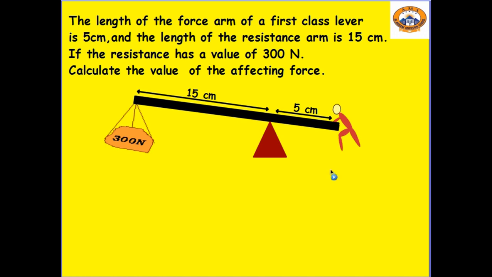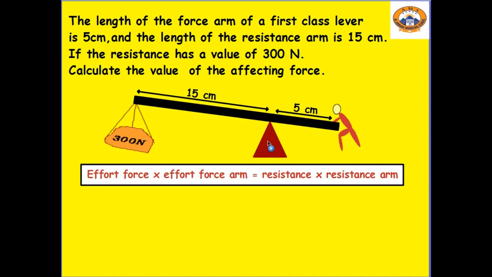Here, before we answer the problem, we have to write down the law. The law of lever states that the effort force times the effort force arm equals the resistance times the resistance arm. Here we have the force arm given, 5 centimeters. Here is the force arm, the distance from the fulcrum to the effort force, which is 5 centimeters. And we also have the resistance arm given, which is 15 centimeters.